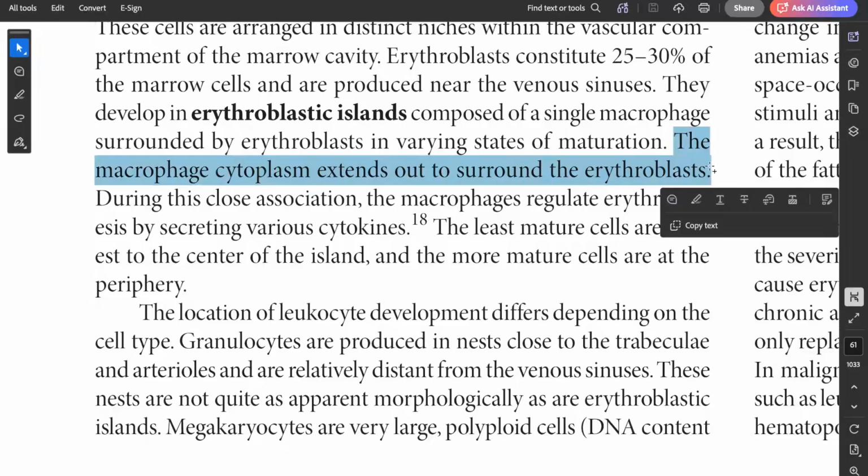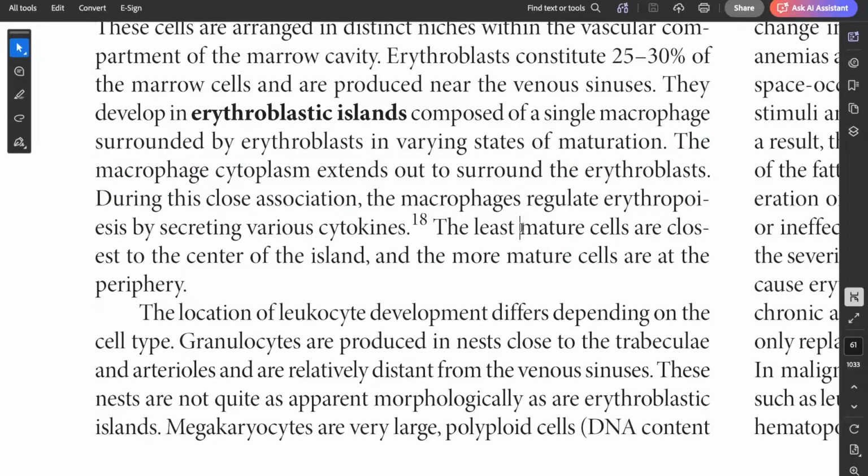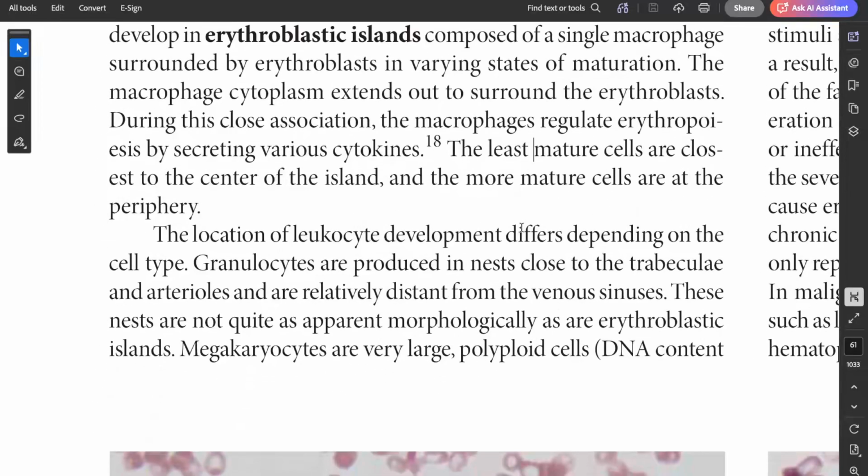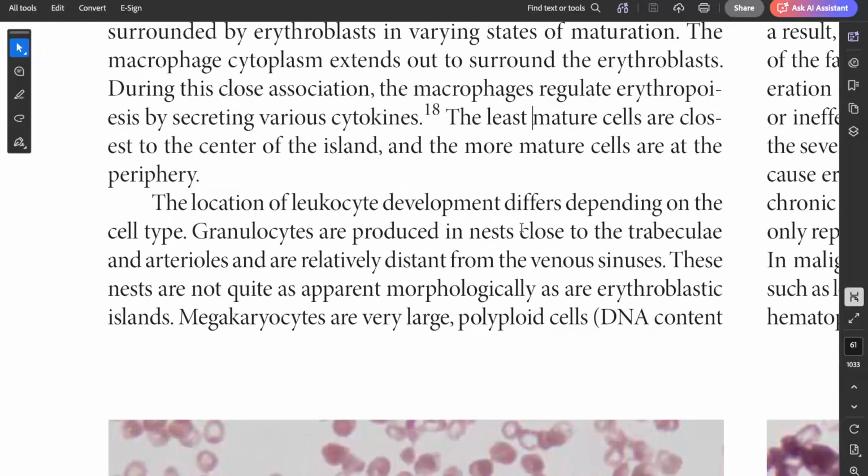The macrophage cytoplasm extends out to surround the erythroblasts. During this close association, the macrophages regulate erythropoiesis by secreting various cytokines. The least mature cells are closest to the center of the island, and the more mature cells are at the periphery. The location of leukocyte development differs depending on the cell type.